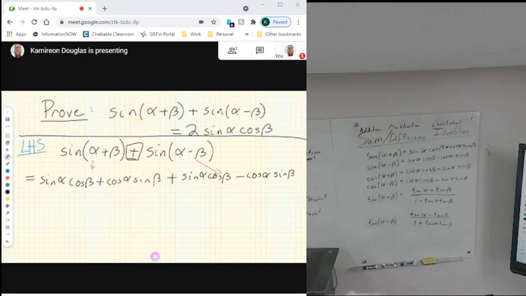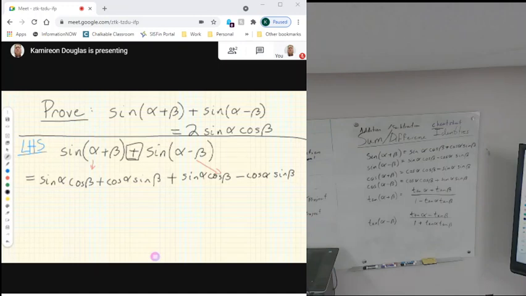So, I'm trying to prove that sine of alpha plus beta plus sine of alpha minus beta is equal to 2 sine alpha cosine beta. I have taken the left-hand side. I have modified it using my sum difference identity into this new version of the function in the hope that something should simplify. Let's see what we got.